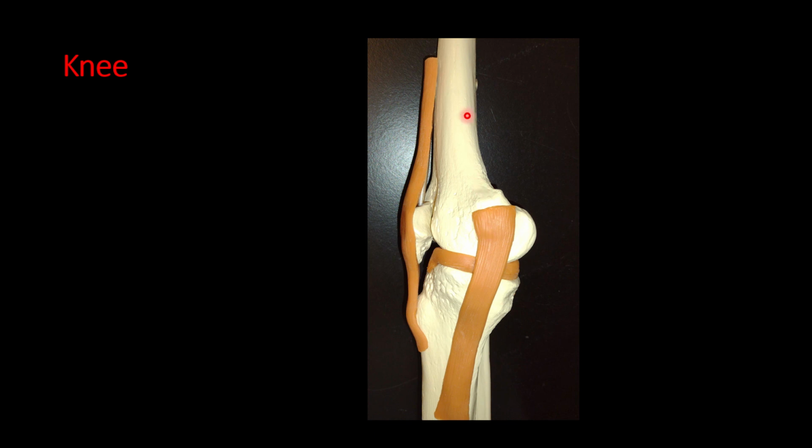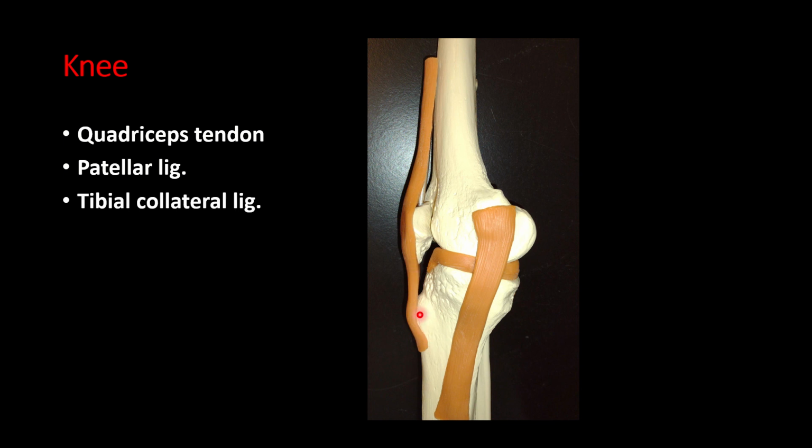This is the medial view, so this is femur, this is tibia located medially, this is patella, and look at the fibula at the background. So quadriceps tendon once again, patellar ligament, so this is tibial tuberosity. And tibial collateral ligament located medially, so medial collateral ligament is another name, and medial meniscus here.